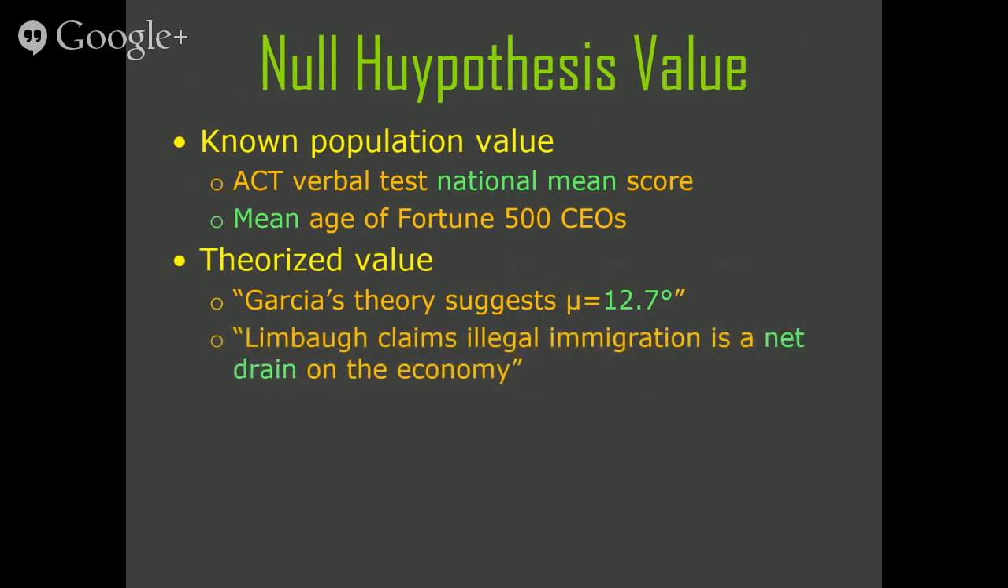You can say, well, Limbaugh says it's a net drain, so we can collect some data and see if it fits that pattern of being a net drain. Now, Limbaugh probably didn't have data. Garcia might not have had data. They theorized. They came up with something.